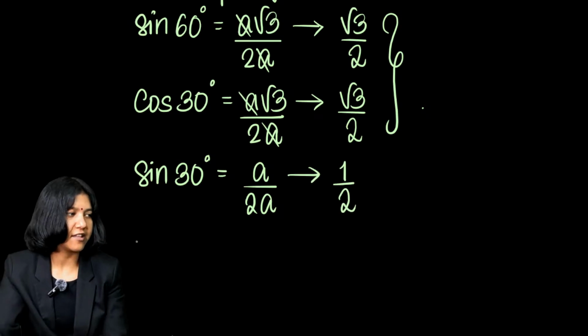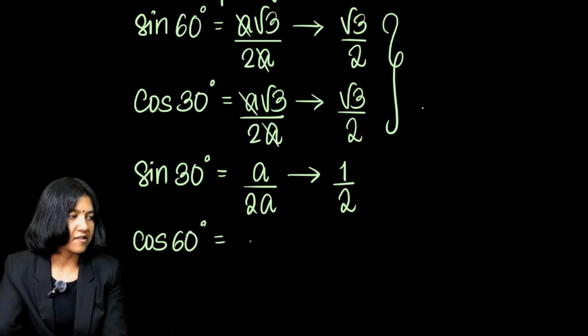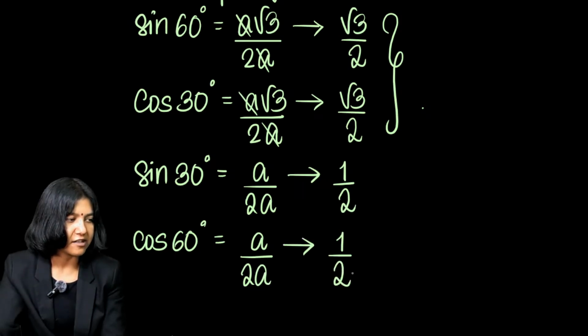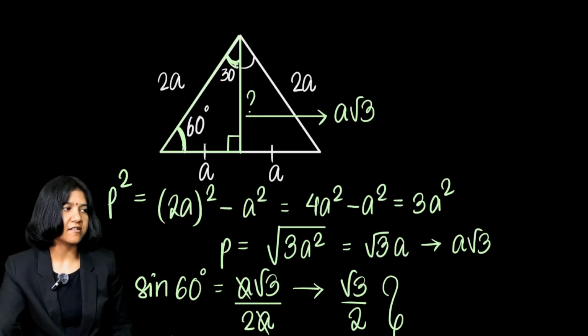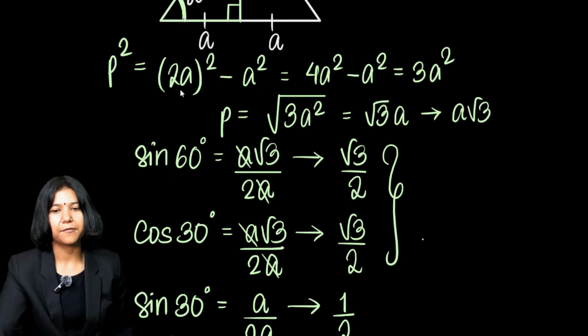And now I think you better know that cos 60 is looking at those two same sides again, but with the perspective of the new angle. It should give me definitely, confidently half, because for 60 degrees, the base is a and the hypotenuse is 2a.